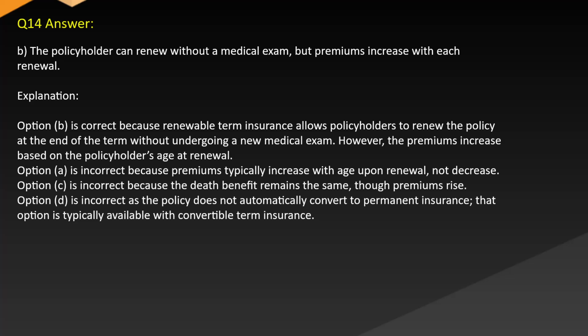Option A is incorrect because premiums typically increase with age upon renewal, not decrease. Option C is incorrect because the death benefit remains the same though premiums rise. Option D is incorrect as the policy does not automatically convert to permanent insurance. That option is typically available with convertible term insurance.